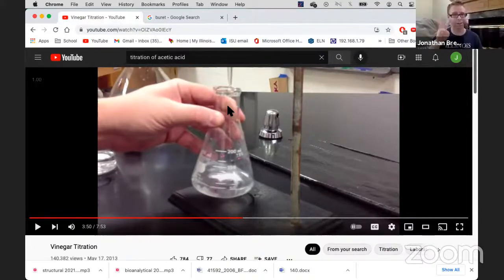If you know what you're doing, you just do it 3 good times the first time. If your 3 endpoints do not agree, then you got to do it again. Calculate the average and the molarity and the percent according to the calculations. Boom. So that gets us to the end of things there.